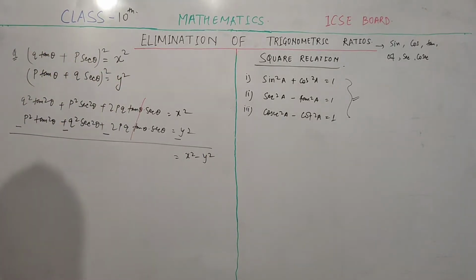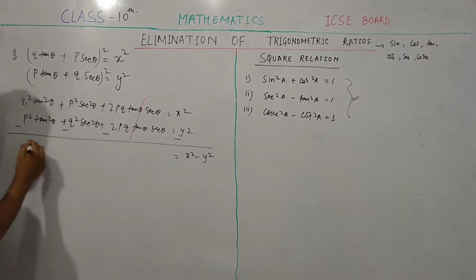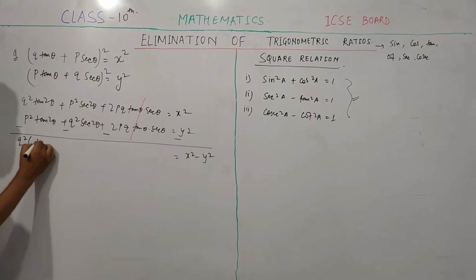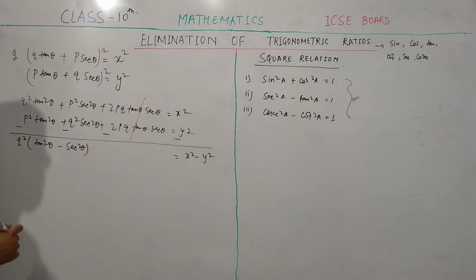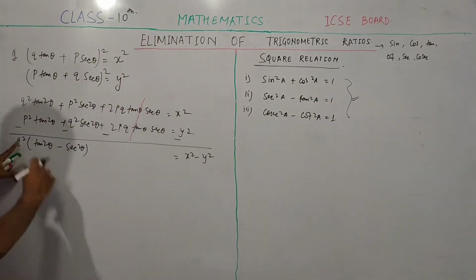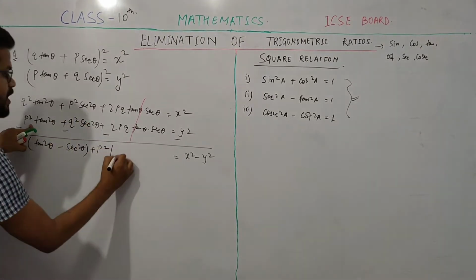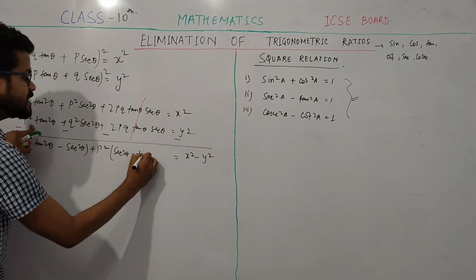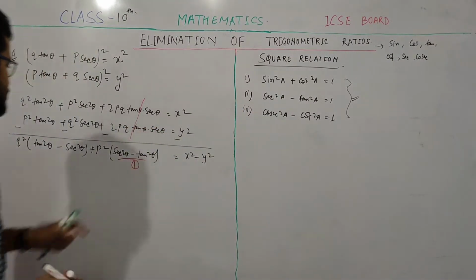Now come to the left hand side. Here this is q square tan square theta and q square sec square theta. So simply I take q square common here, and this is tan square theta minus sec square theta. Okay, why do I take q square common? Because we have to convert this equation into this square relation. Now again, if I take p square common from both these terms, I write here sec square theta minus tan square theta. Now this value is 1. Sec square theta minus tan square theta is equal to 1.